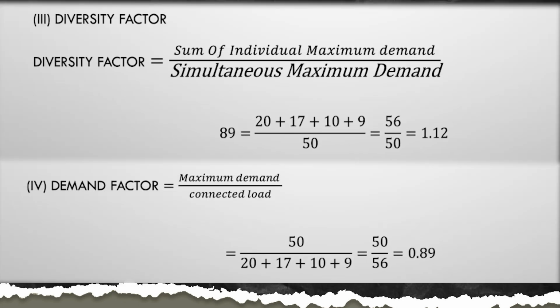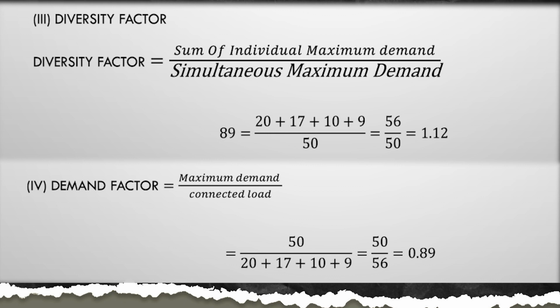The next question is diversity factor. Already we know that diversity factor is the ratio of the sum of individual maximum demands to the simultaneous maximum demand. Diversity factor equal to the sum of individual maximum demand by simultaneous maximum demand.